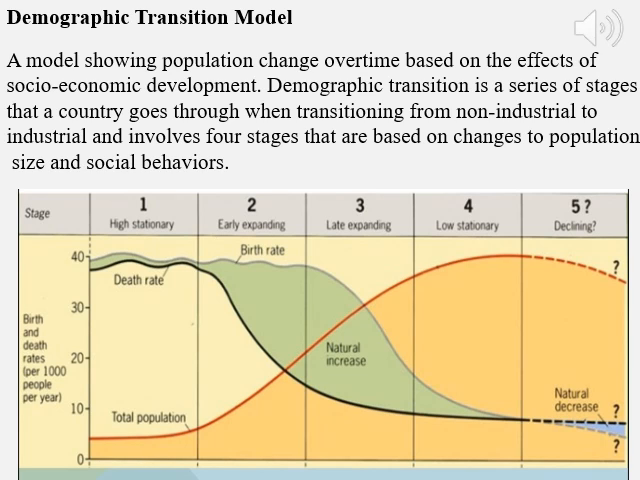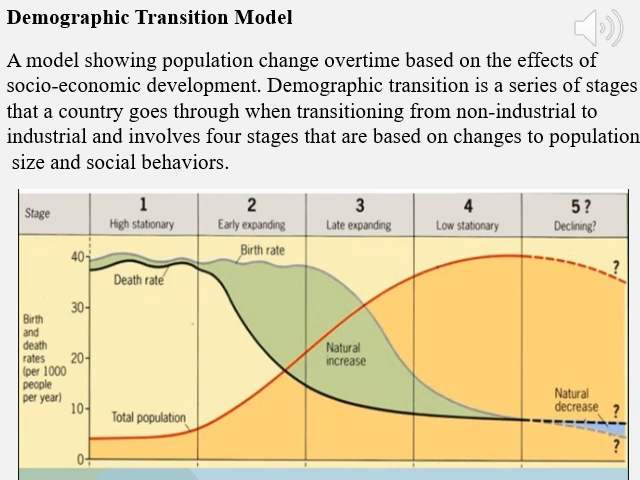The high death rate was due to diseases, lack of clean water, lack of health care, and lack of food. There was also a low rate of natural increase, so the population growth was very slow. So this stage is called the high stationary stage.